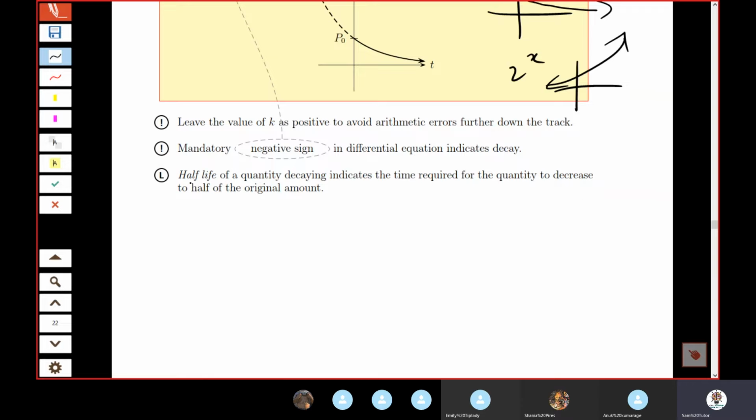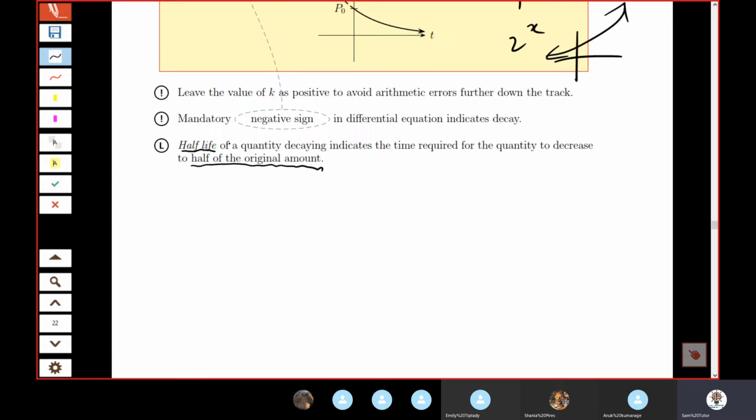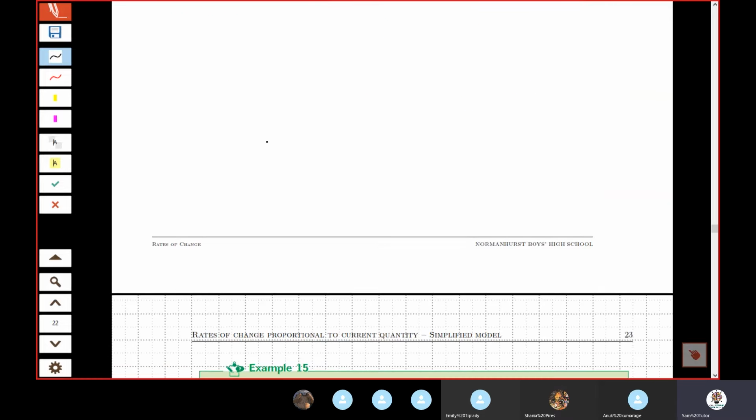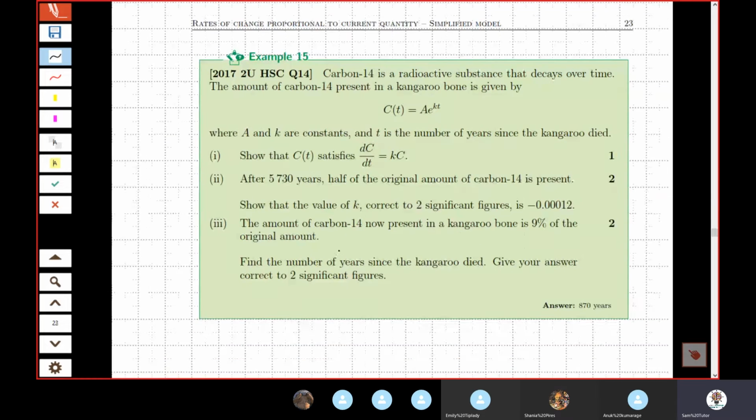If you ever see the word half-life, half-life of a quantity decay indicates the time required for the quantity to decrease to half of the original amount. I think that makes sense. It's just a lot of students have a question about that. A half-life just means half of the original amount, half of the population growth, whatever it is, half of the original population.